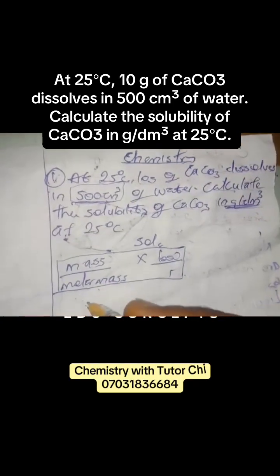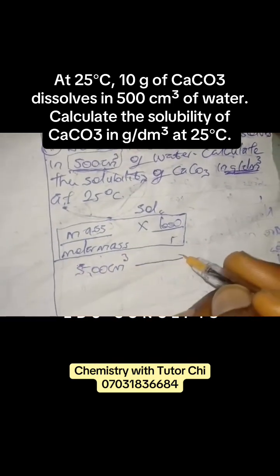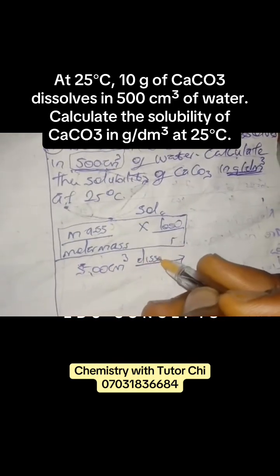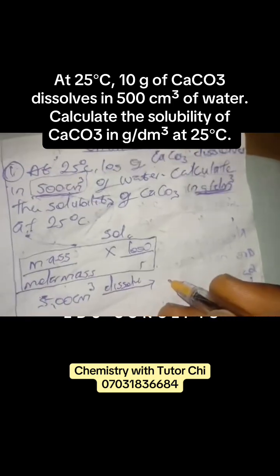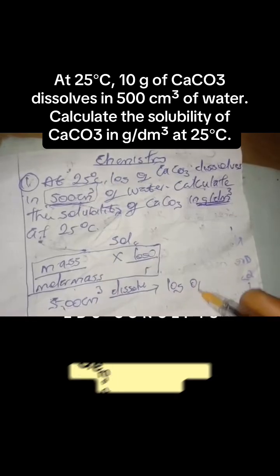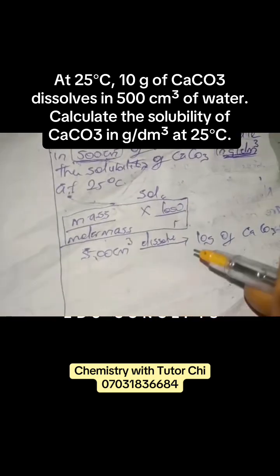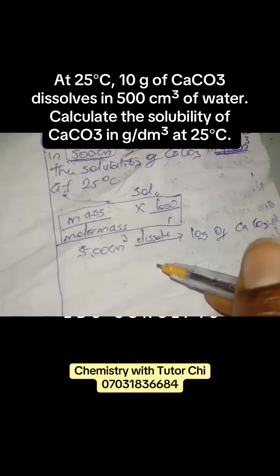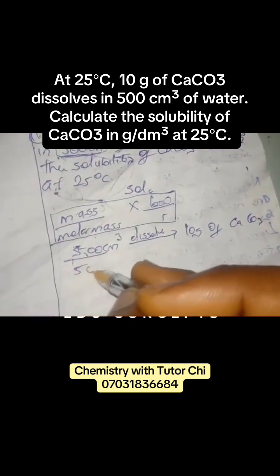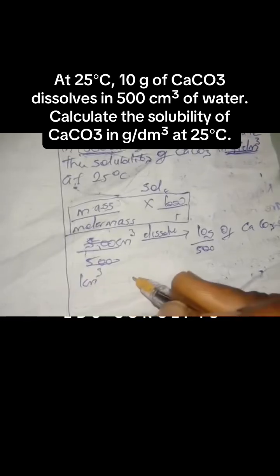Now, 500 centimeter cube dissolve 10 gram of calcium carbonate. So what I will do is divide both sides by 500. Divide this by 500. This cancels this. So I have 1 centimeter cube, that is 10 over 500.